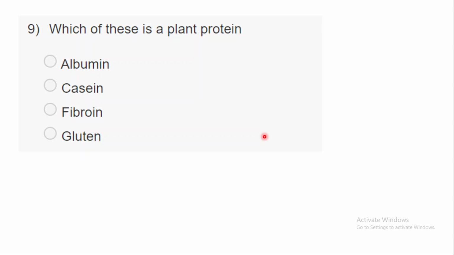Plant protein. You must have heard all these names. You must have come across these words. These are all proteins: albumin, casein, fibroin, and gluten. Which one do you think is from a plant, and which ones are not?